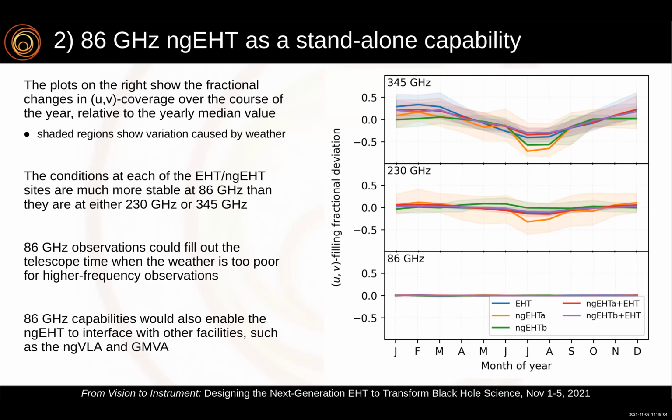And because of this high utilization of telescope time, this also enables more flexibility for an interface with other facilities, such as the GMVA or the ngVLA. And this flexibility opens up, obviously, science that is beyond near horizon ngEHT goals like maser studies and even transient radio source triggers that could be facilitated with 86 gigahertz.